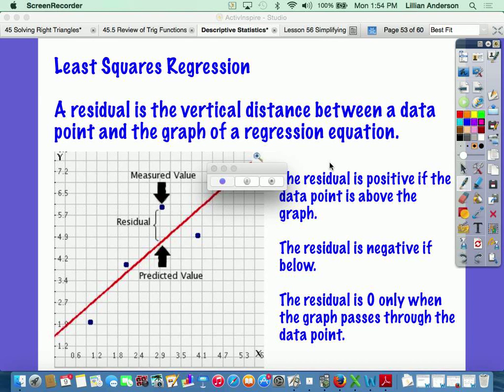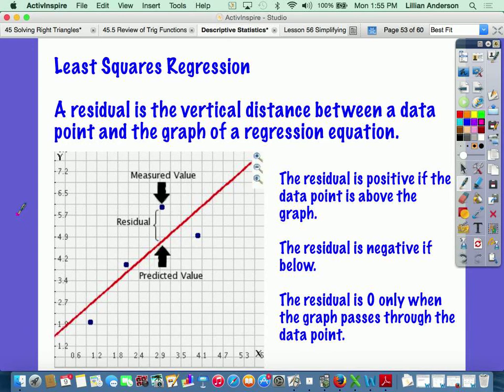So, least squares regression. A residual is the vertical distance between the data point and the graph of the regression equation. This is the line of best fit right here. The residual is the vertical distance between the data point and the actual regression line. As you can see, the residual is the space in between that point and the regression line.